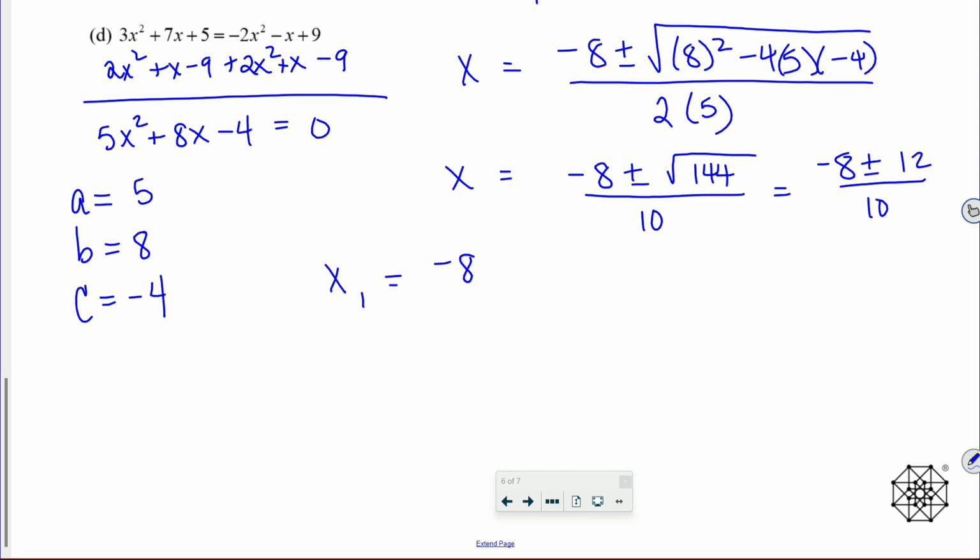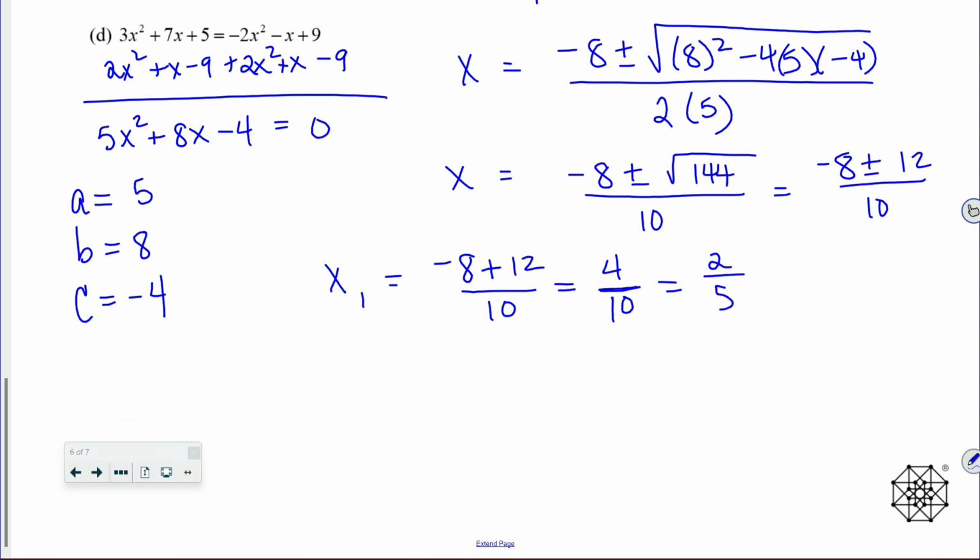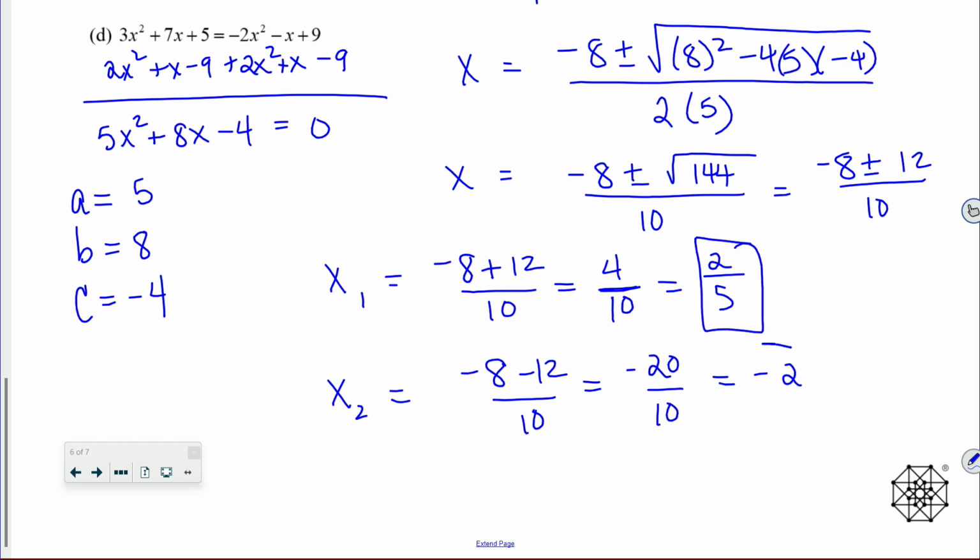X1 is going to be negative 8 plus 12 divided by 10. That's going to be 4 divided by 10. Make that actually look like a 10 and a fraction bar. And that's going to give me one of my roots is 2/5. And my other root is going to be negative 8 minus 12 divided by 10. That's going to be negative 20 divided by 10. And that's a root of negative 2.